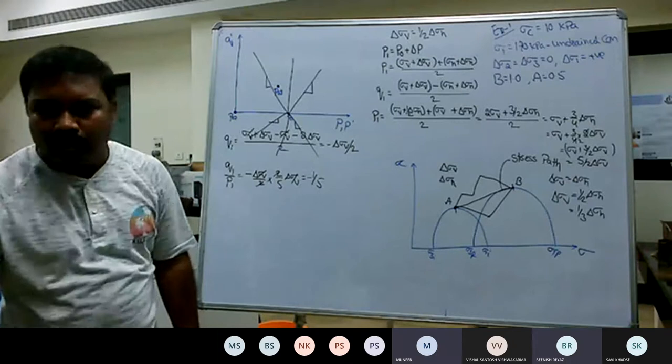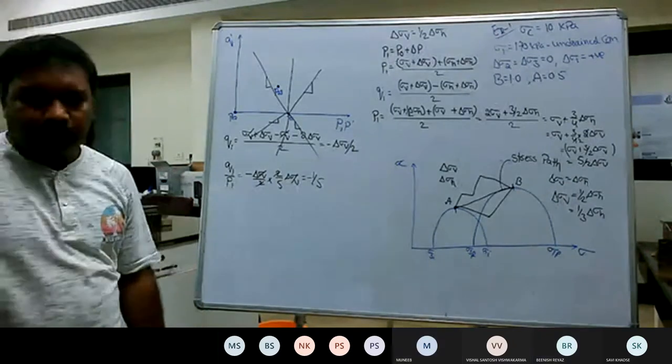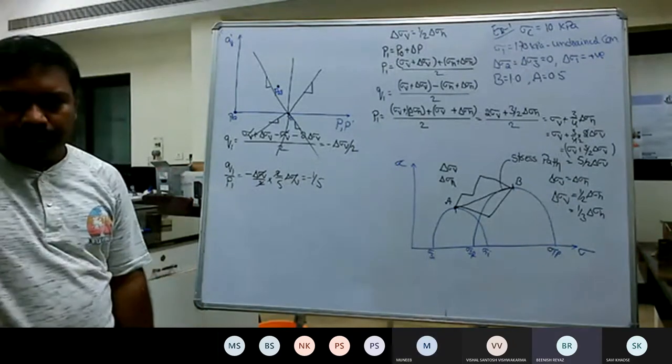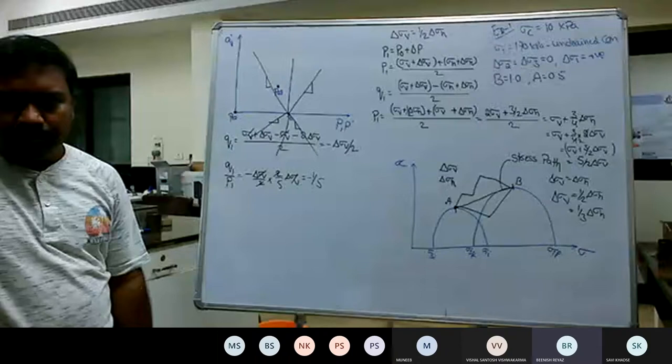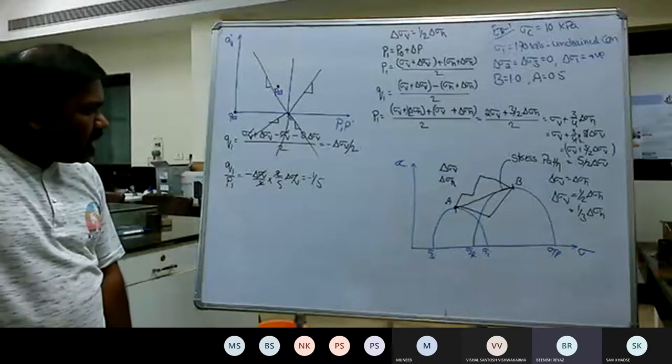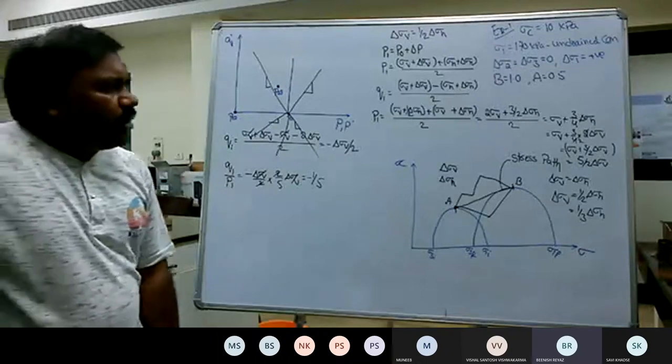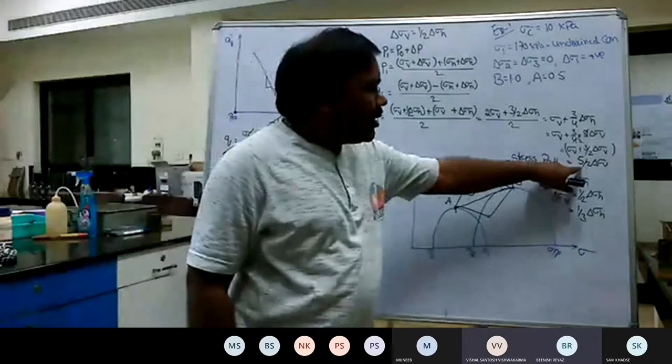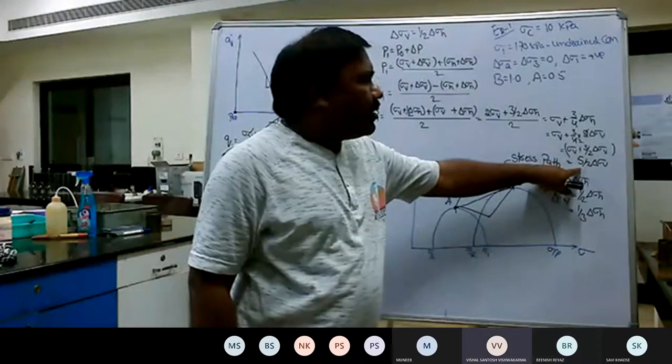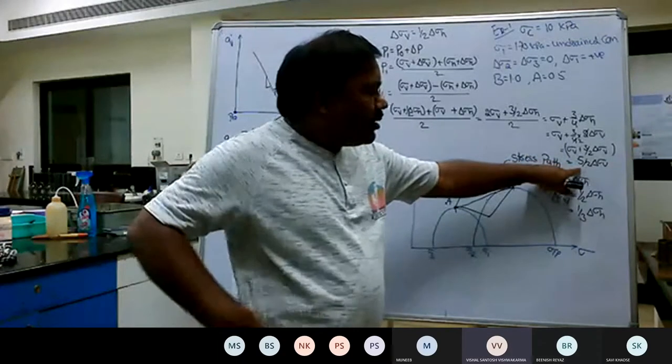So in P1, sigma v plus p by 2 delta sigma v, how can it be 5 by 2 delta sigma v? Yes sir, it is sigma v, not delta sigma v, no sir. So how can we add?